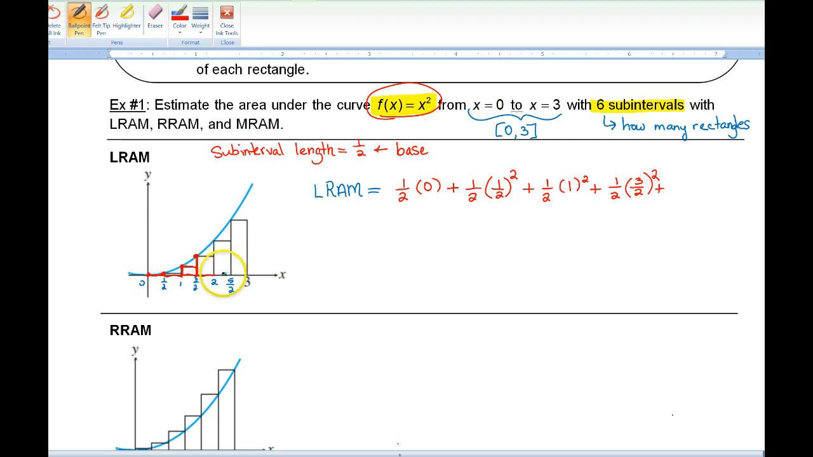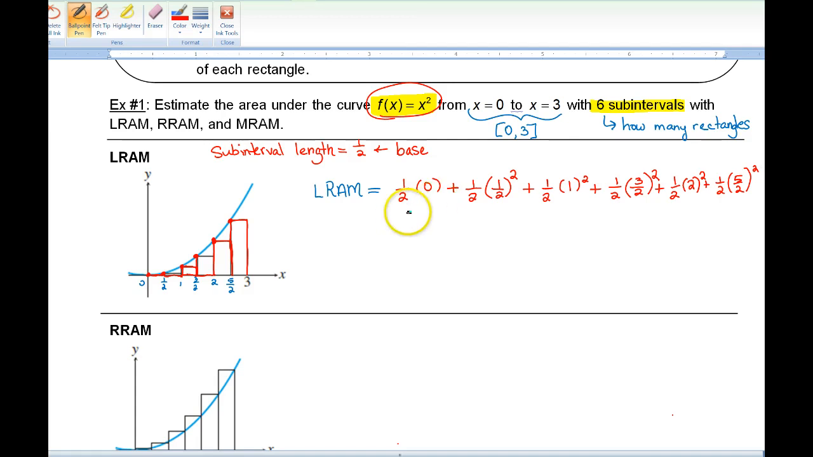Next one goes from 2 to 5/2. So the base is a length of 1/2, and then we want to plug in 2 to see the height of this rectangle. So that's going to be 2 squared. And finally, the last one goes from 5/2 to 3. Its base is 1/2, and the height is going to be determined where 5/2 hits on the curve. So that's going to be 5/2 squared.